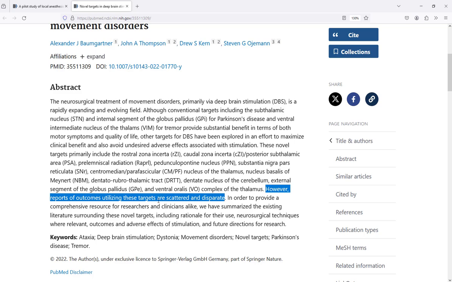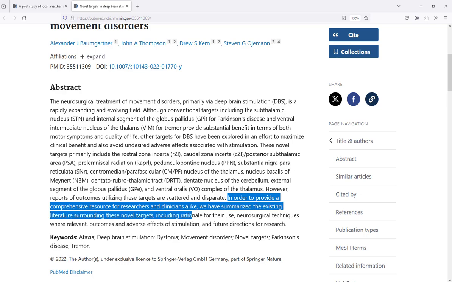That is step 2, the gap, the problem. And then how did they come to the rescue? In order to provide a comprehensive resource, we have summarized the existing literature surrounding these novel targets. And what's the impact, the punch?